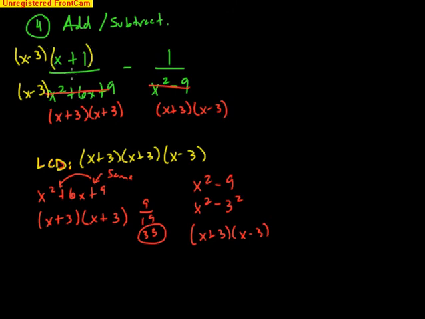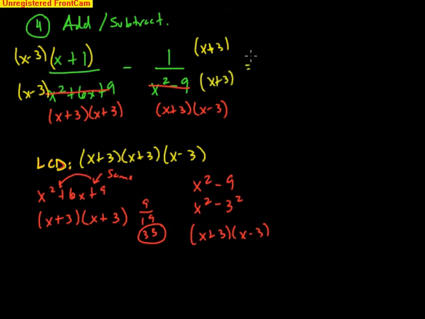Now notice what I do with the x plus 1 on top. I put in a parenthesis so I do not forget to FOIL that out. Now the second denominator is missing that second x plus 3. So I have to multiply by it, top and bottom.